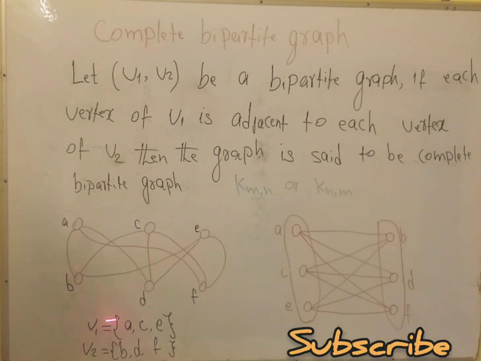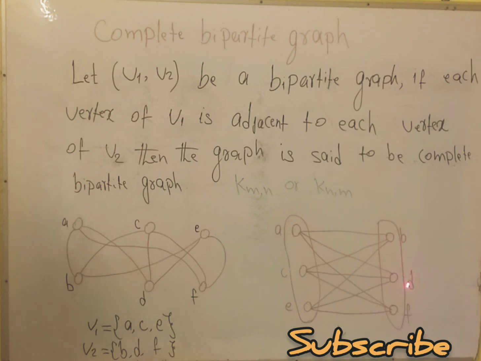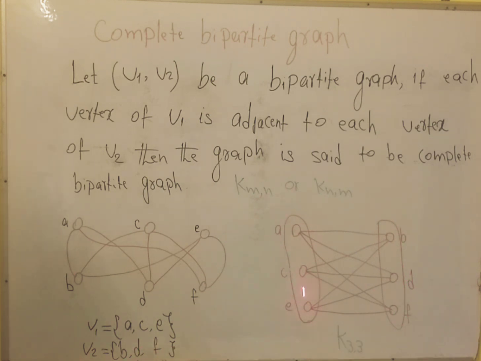Look here. No element of V1 is adjacent to the others. Here, A is not adjacent to C, and also it is not adjacent to E. The same holds in V2. We can write A, C, E on one side, and on the other side we can write B, D, F. These are the elements of set V1, and these are the elements of set V2.